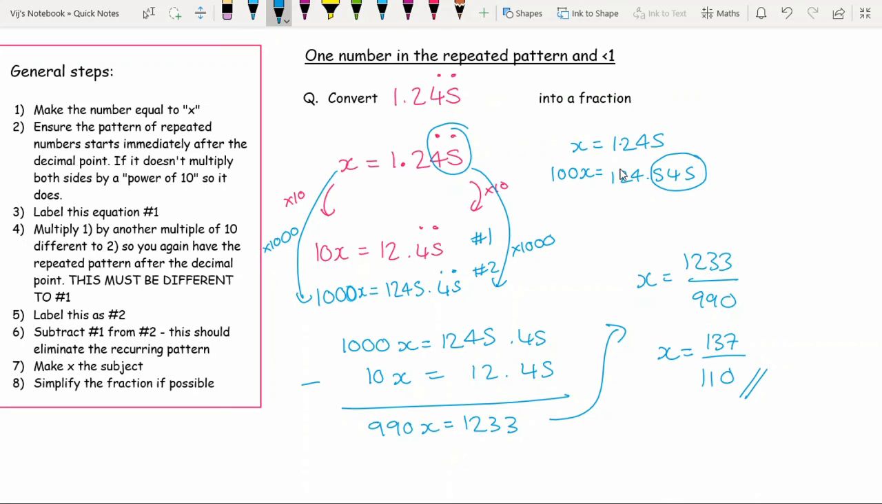Now if you wanted to convert that into a mixed number, that would be 1 and 27 over 110, and there is your final answer.